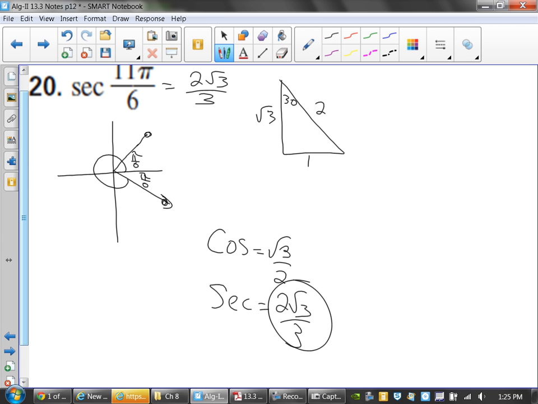Again, I'm figuring out my reference angle, plotting it via the right triangle, and working itself through. You got it? Sure? Yeah. All right.